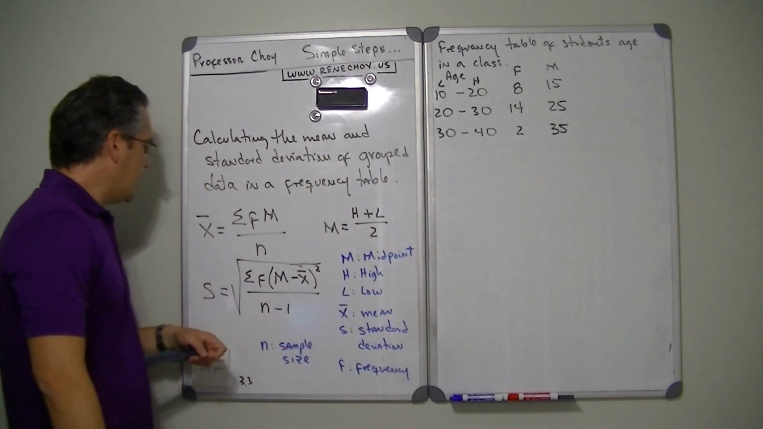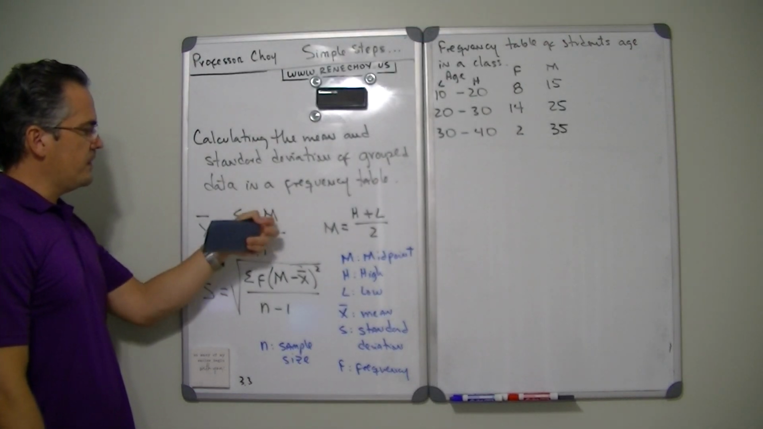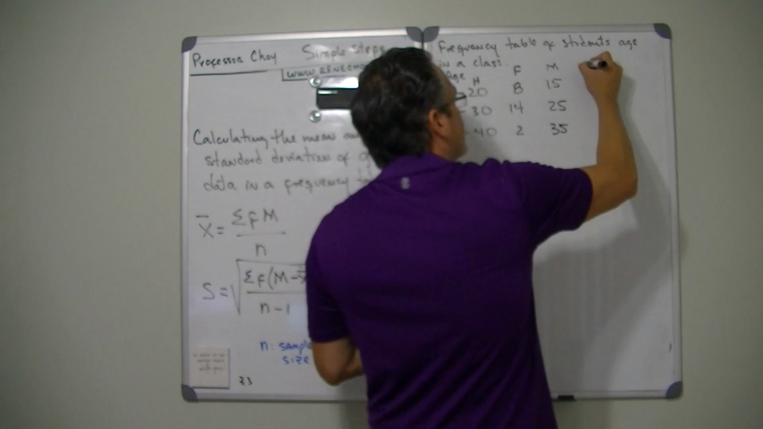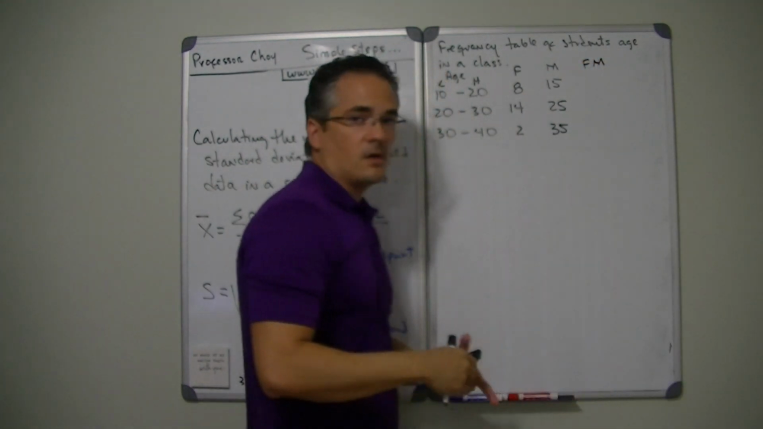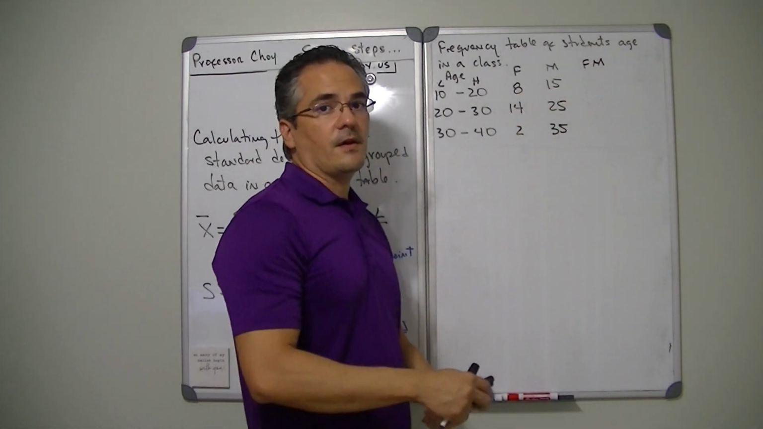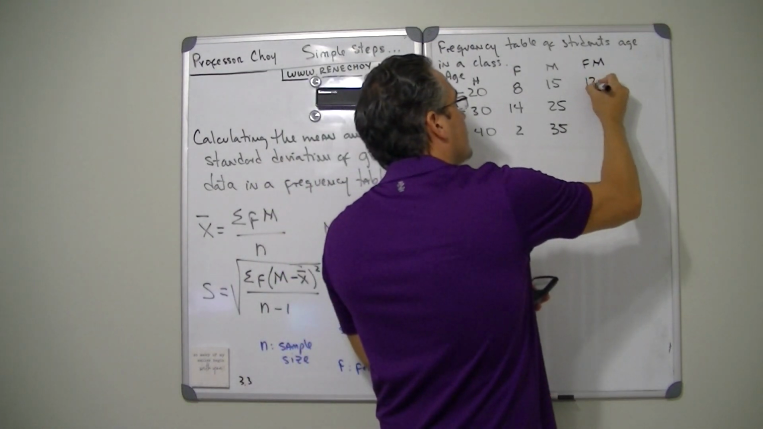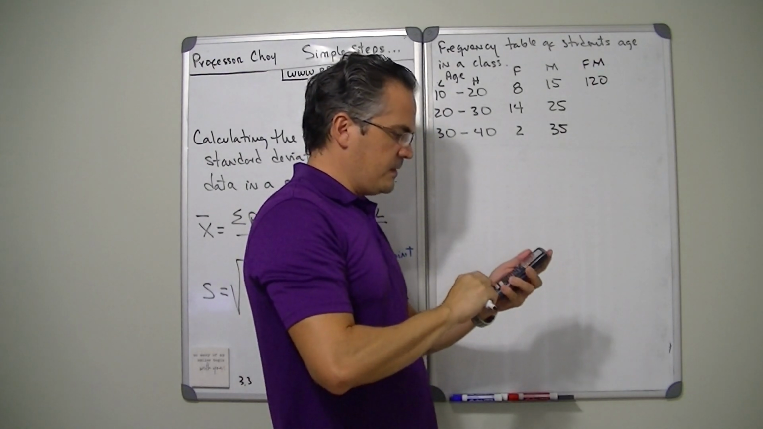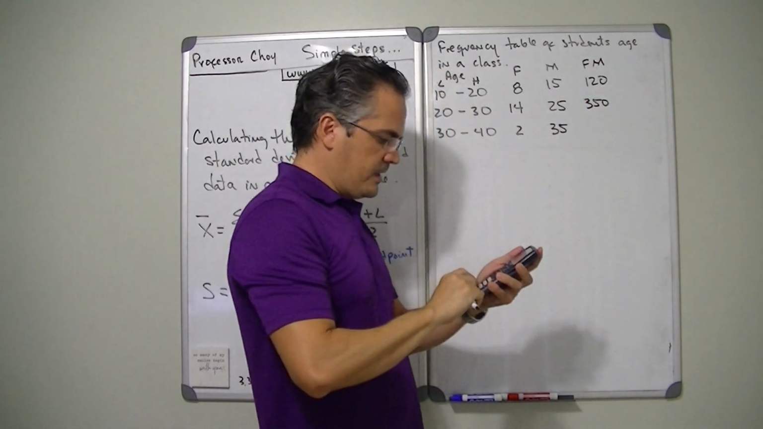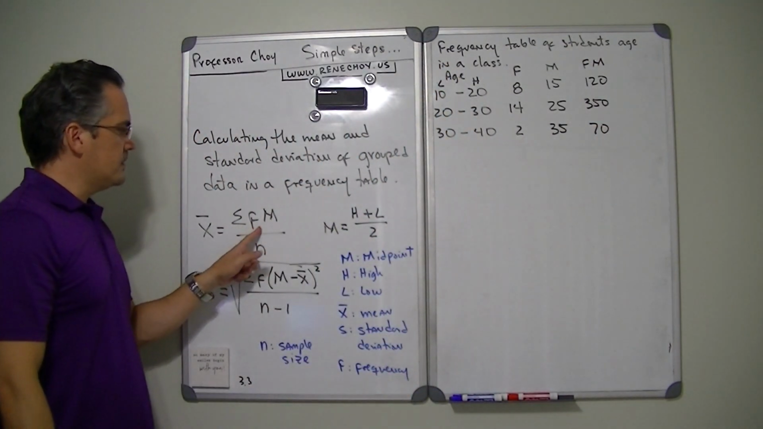Alright, now to calculate my x bar, which is my mean, I have to do summation of frequency times midpoint divided by n. So let's start with the frequency times midpoint. What I'm literally going to do right now is multiply frequency times midpoint and write it there. So 8 times 15, that's 120. 14 times 25, that's 350. And 2 times 35, that's 70. So what we did right now is frequency times midpoint.